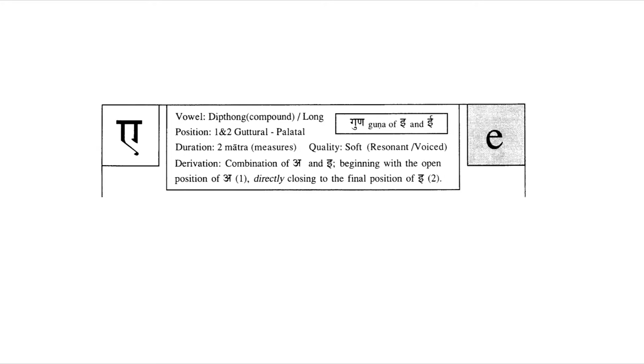So feel again how E or long E is the simple vowel sound, and this letter is its strengthening or guna. The guna of E and long E is this letter. How do we get the guna? Direct the power of A to E or long E. A plus E or long E gives us the guna form.